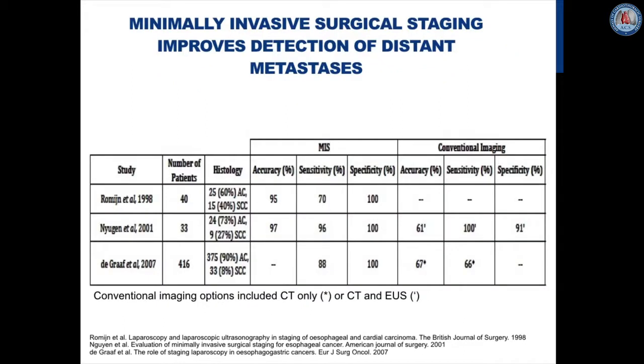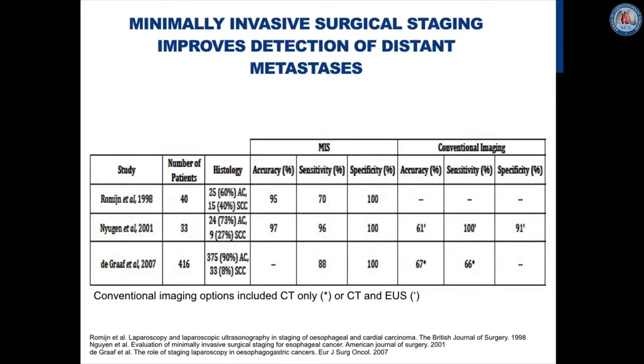This is a compilation of studies that have compared minimally invasive staging and conventional imaging in terms of their ability to determine resectable disease. In this context, unresectable disease would be due to the presence of distant metastases, locally advanced disease, or extensive lymph node involvement. Minimally invasive staging has increased accuracy in making the determination of resectable disease. Most importantly, its specificity is 100%, suggesting that patients without operable resectable disease will avoid a non-therapeutic surgical procedure.